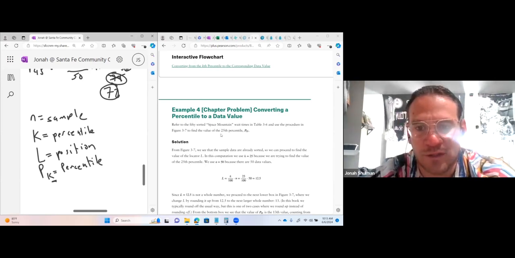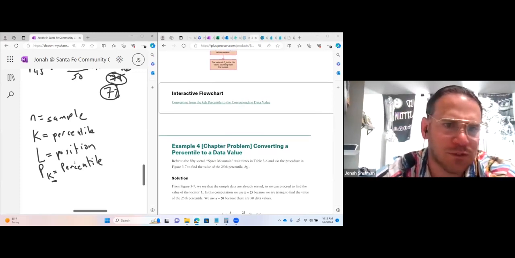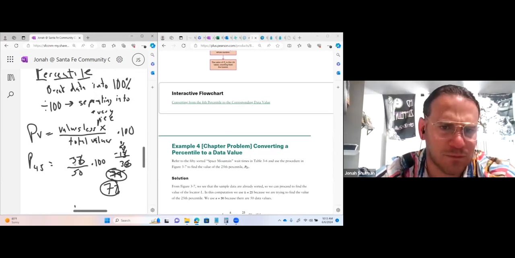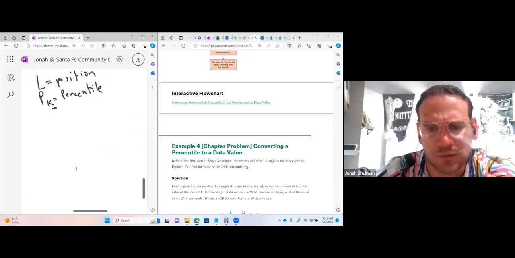Oh, because they want to find the 25th percentile. Okay, so let's do this. We want to get the 25th percentile. We're just going to use the same formula, but they want us to go backwards. So they want to get this value, which is a little weird, but that's okay.